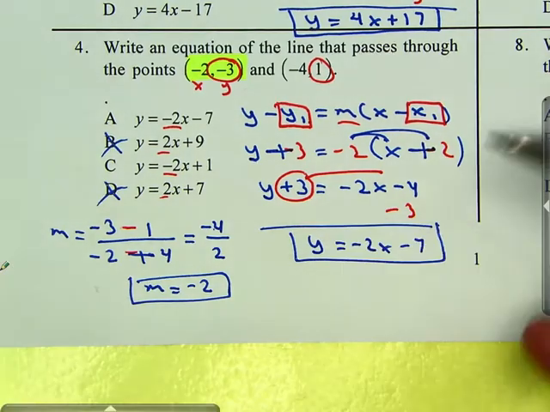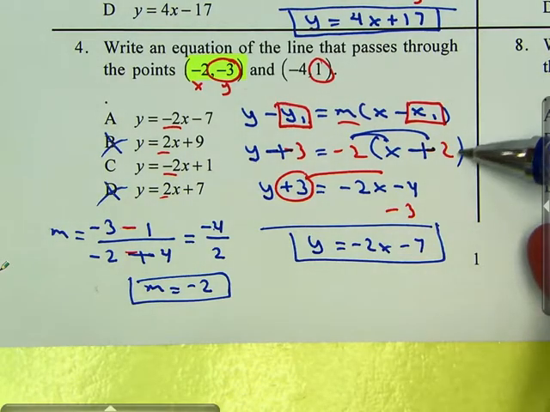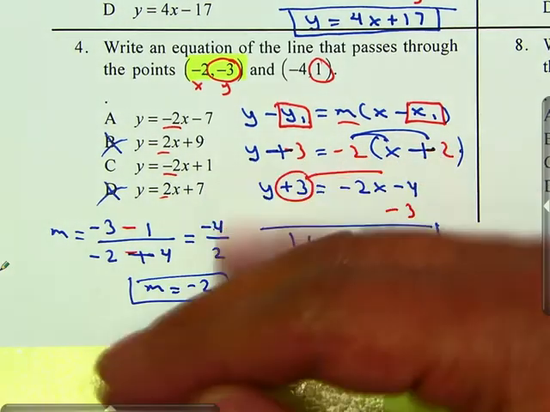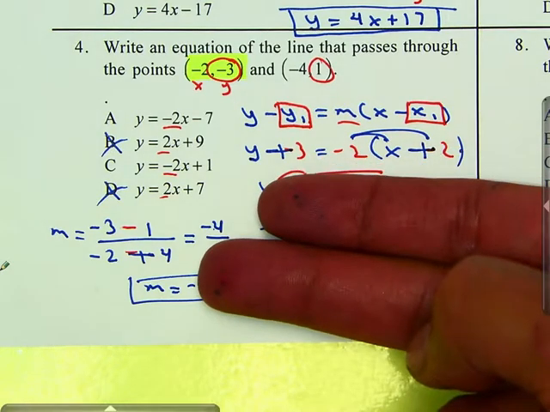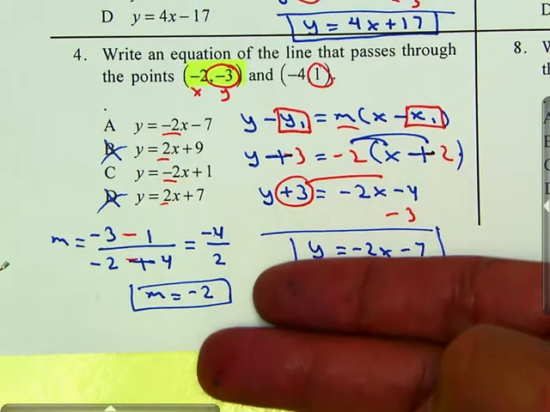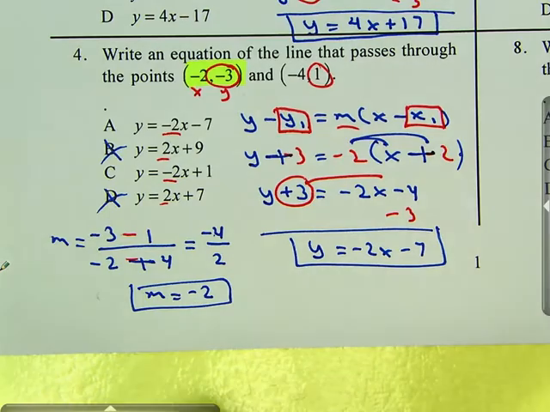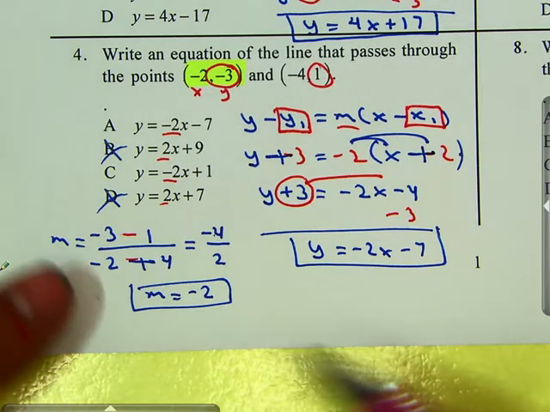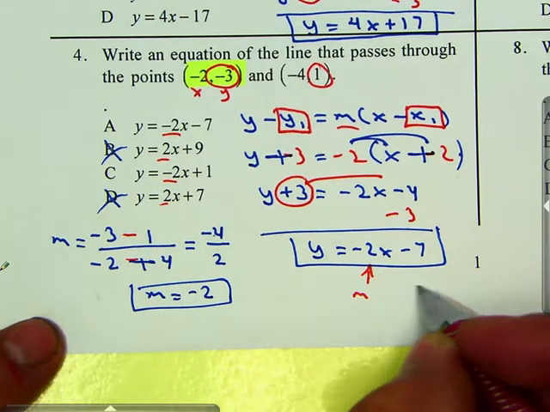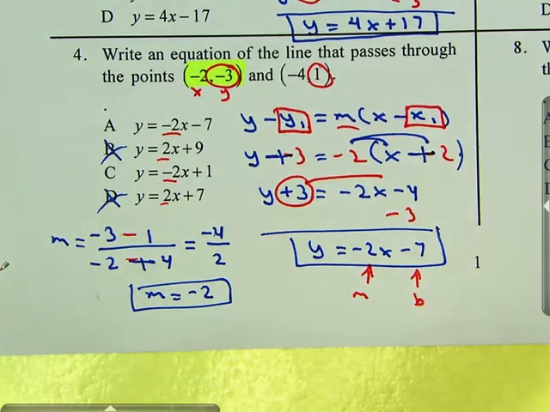So notice that this is what we call point-slope form. If you leave it like this, that will be point-slope form. And once we solve for y, it's called the slope-intercept form, because this is your slope and this is your y-intercept.